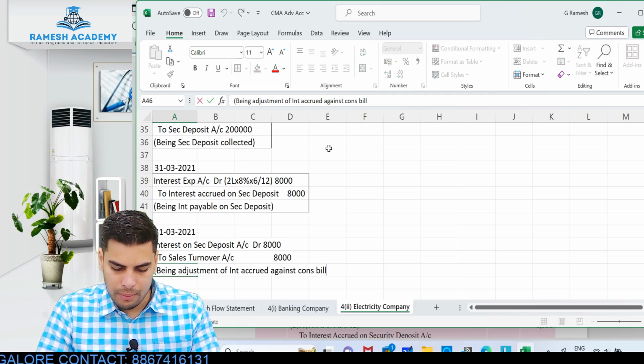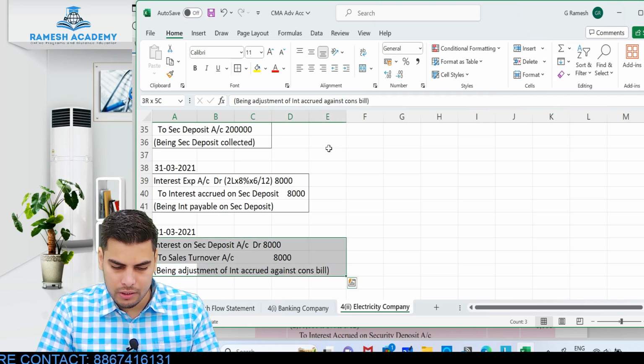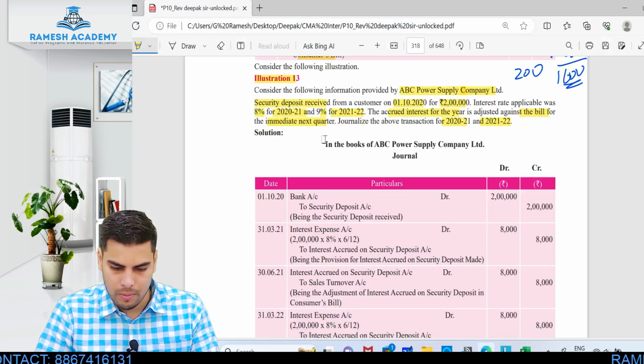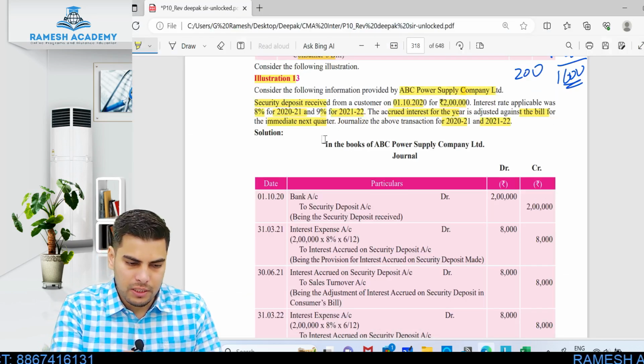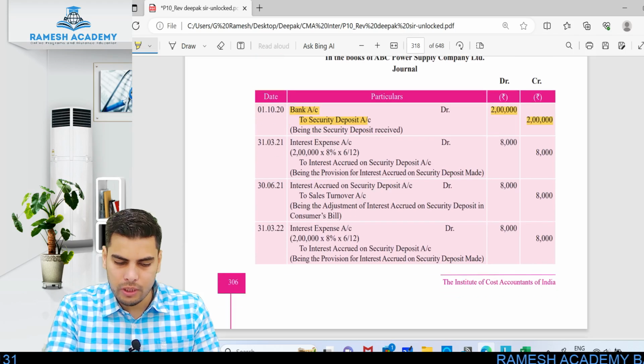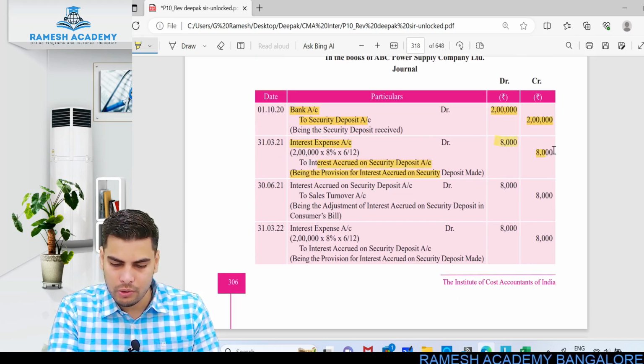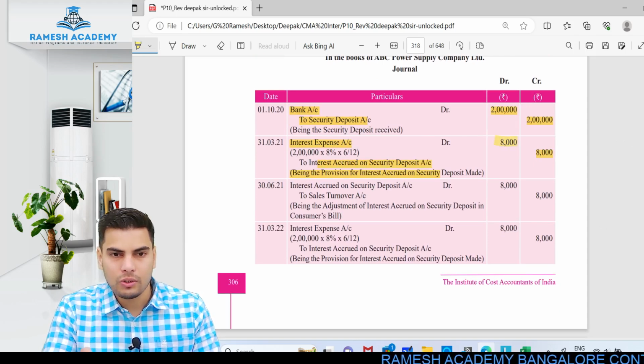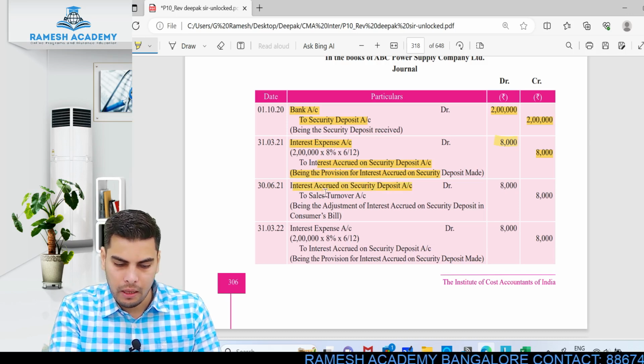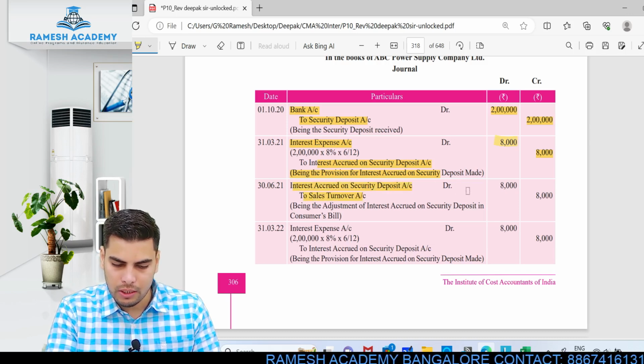What am I doing? I'm just adjusting this particular interest on security deposit against the consumer bill. Look at the entries. The first entry, when I collected the security deposit: bank account debit to security deposit, interest expense account debit 8,000 to interest accrued on security deposit 8,000. So this 8,000 will get adjusted against what? Against the consumer bill. So interest accrued on security deposit account debit to sales turnover 8,000, 8,000.